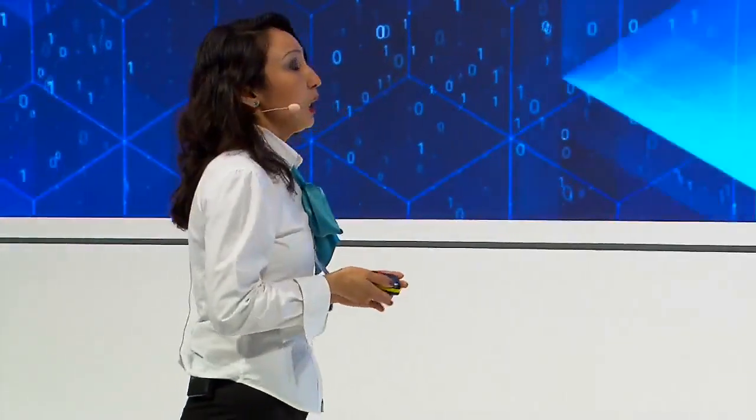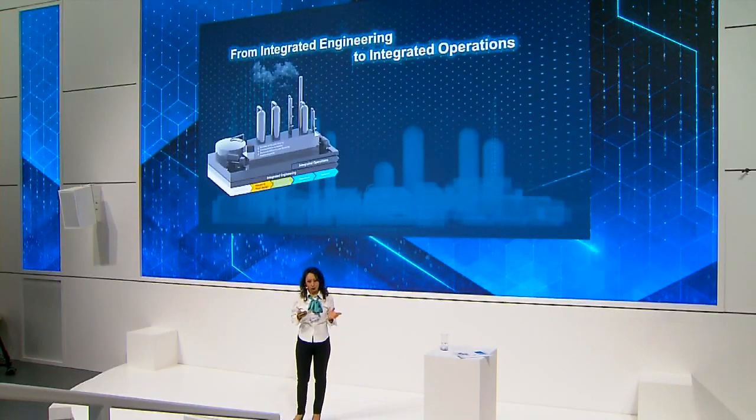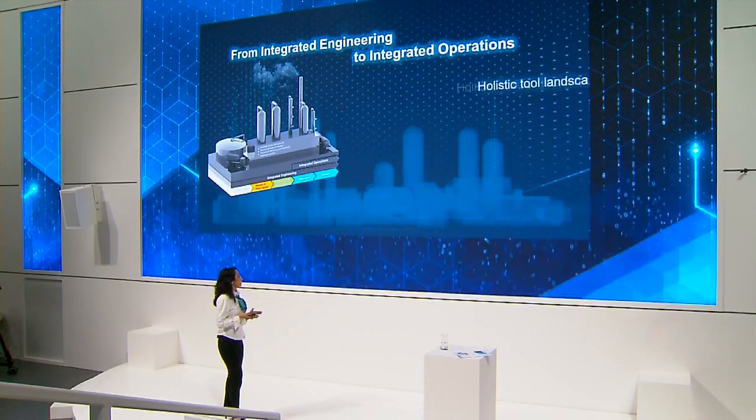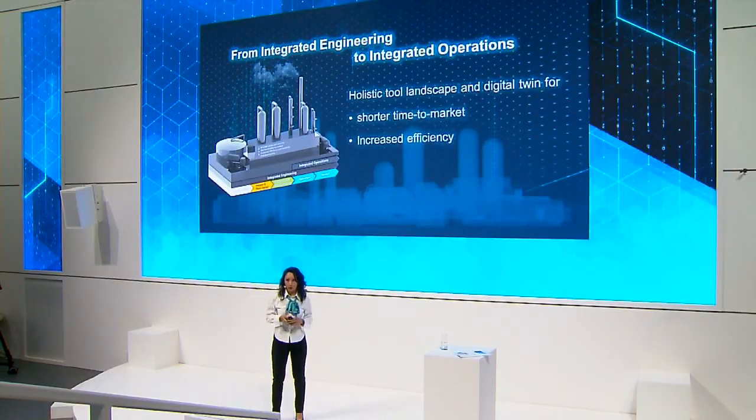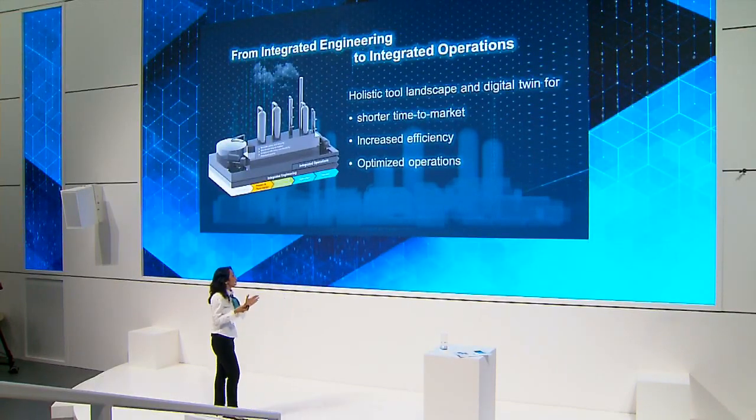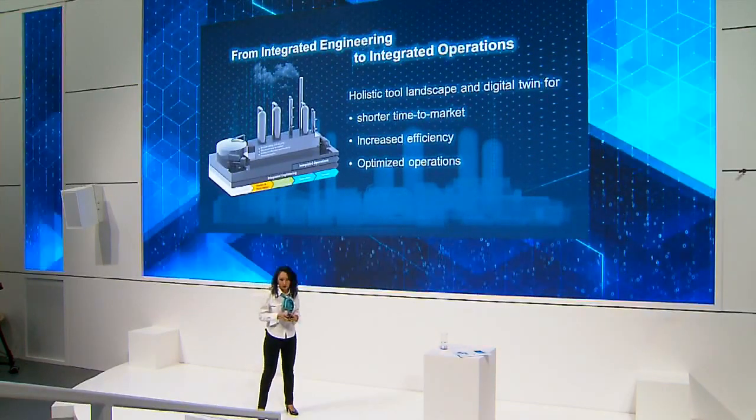And how can we help you to cope with all of this? We have a solution for you, which we call from integrated engineering to integrated operations. What is it? This is a holistic landscape of software solutions. Actually, this is what we call the digital twin. We create a digital twin for your plant, so that you can benefit from it, shorten the time to market, increase the efficiency and optimize the operations.